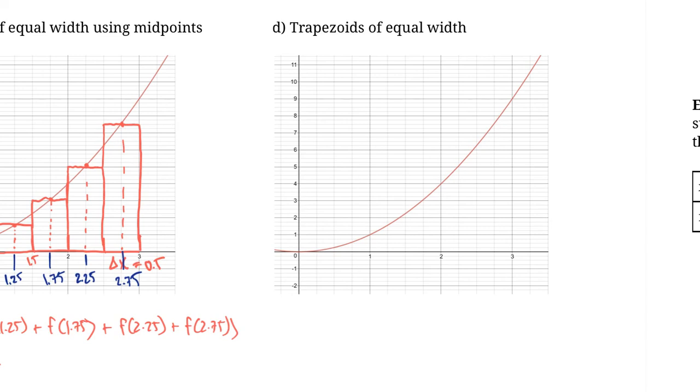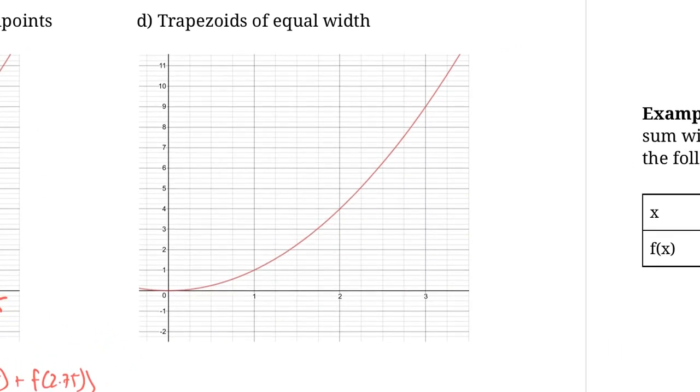And then lastly, we have trapezoids of equal width. Because it says equal width, we're going to divide up into the same 4 things, right? Same 4 rectangles. So the width is still going to be 0.5. Delta x is 0.5 for all of these.